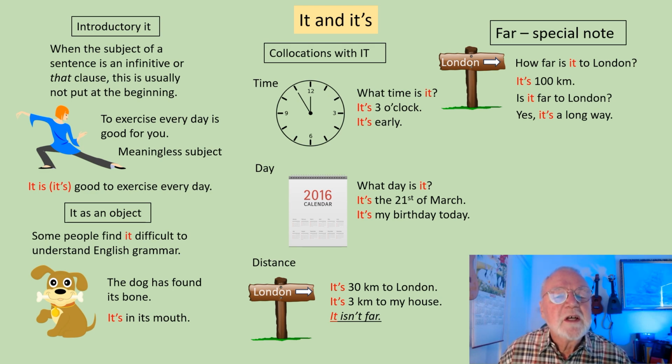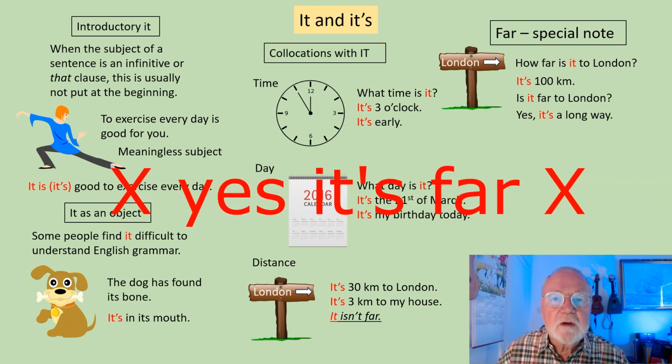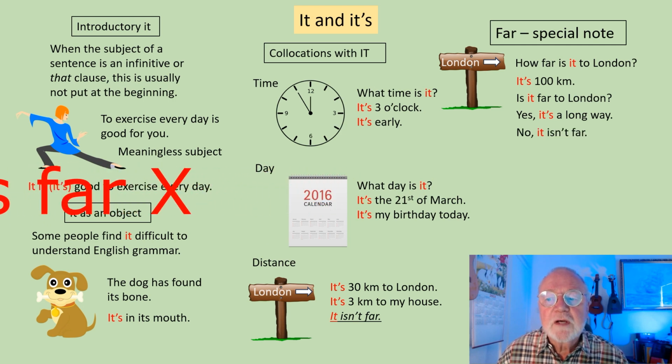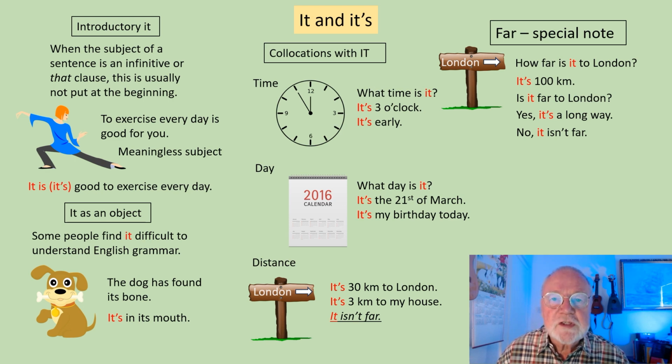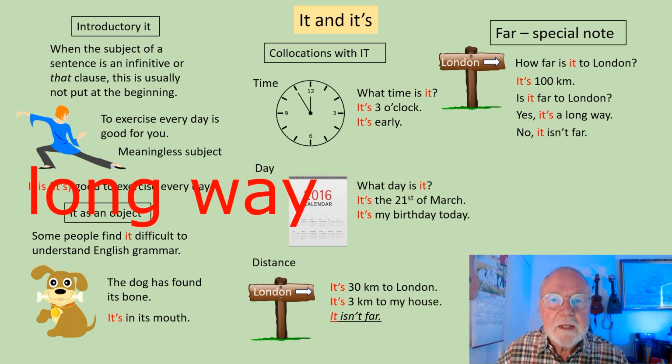Well, they would if they were English. Because a lot of my students would say, yes, it's far. But you can't say that in English. You have to say, no, it isn't far. If that's the case, you can use the negative. But you can't say, yes, it's far. You have to substitute that phrase with, it's a long way.